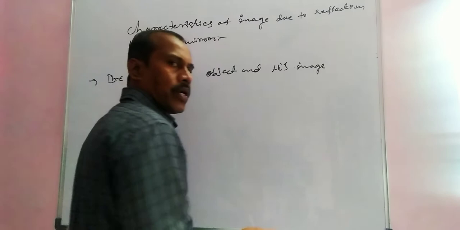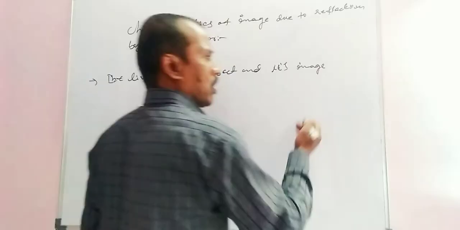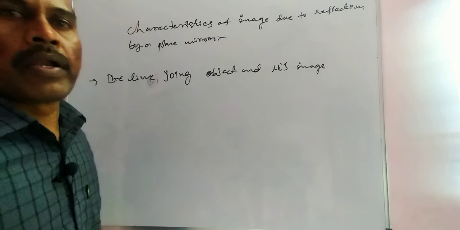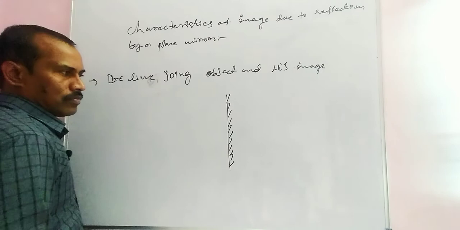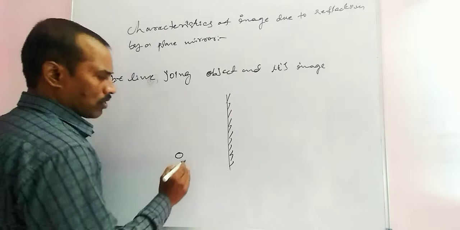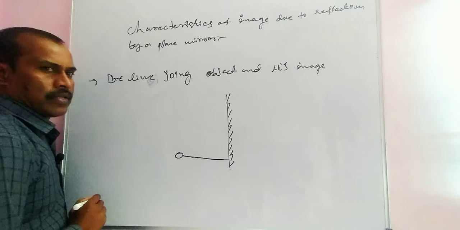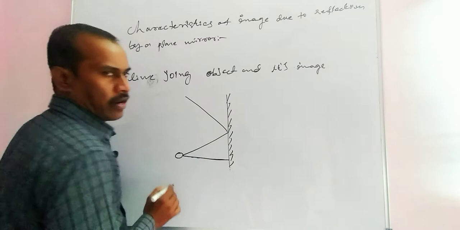These two are perpendicular, normal to the mirror. That means this is a mirror. Here, for example, this is an object. The line joining the object and image is perpendicular to the mirror. This one here is the incident line, another ray is incident on this point, and this one here is the reflected ray.